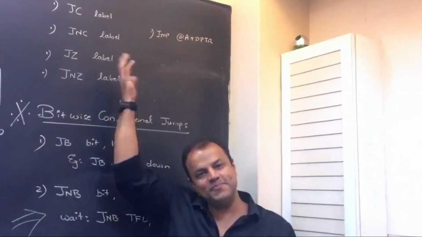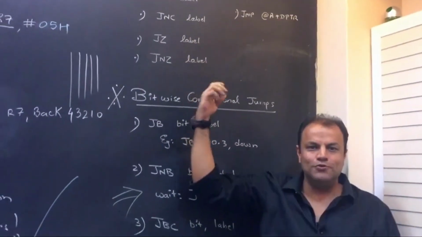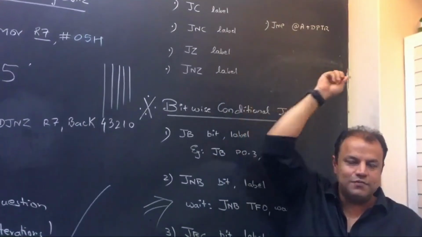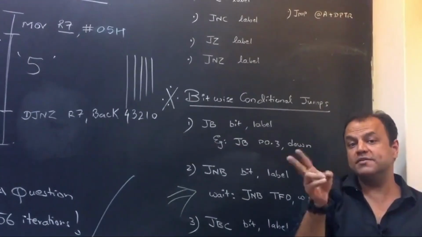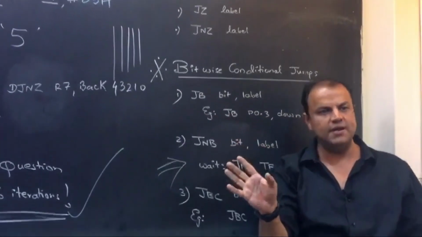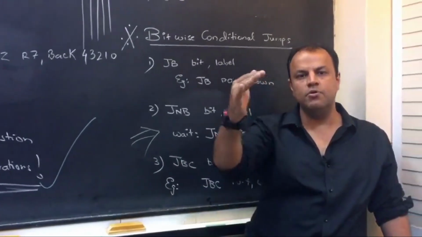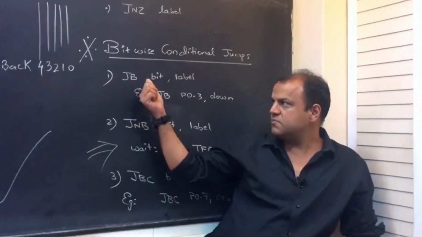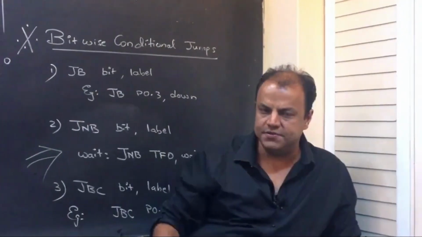Then basic conditional jumps, which are there in every processor: carry, no carry, 0, no 0. The only thing is, it doesn't check the 0 flag, it checks the accumulator. For carry, it checks the carry flag, of course. Then JMP @A+DPTR. The program will take a jump to the location whose address is given by the sum of two registers. So let's say DPTR is 1000 and A is 25, it will add the two, which becomes 1025. The program will take a jump to location 1025. PC will get 1025.